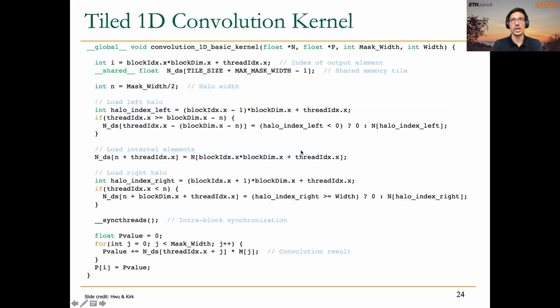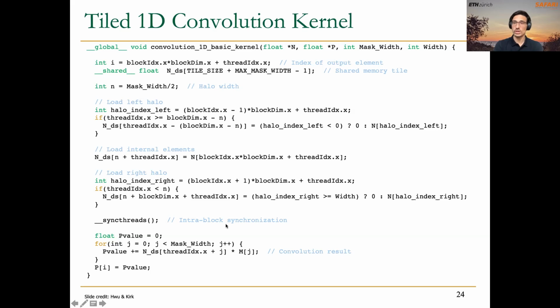So thread zero has to fetch this element eight from global memory and store it here in shared memory. And this is the complete code where you can identify the different parts that we have discussed in the three previous slides. So here we have the index of the output element that is assigned to each thread running on the GPU. Here we declare the shared memory tile that is the size of the tile, taking into account the left and the right halo. This is the halo width. So first of all, we load the left halo as we have described, then we load the internal elements, then we load the right halo as we described in the previous slide.